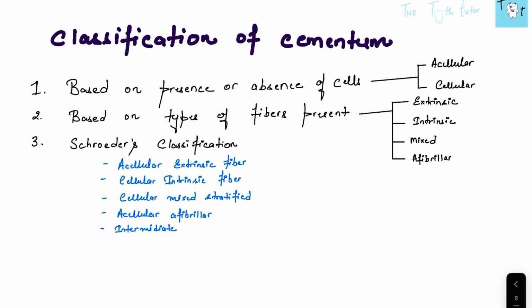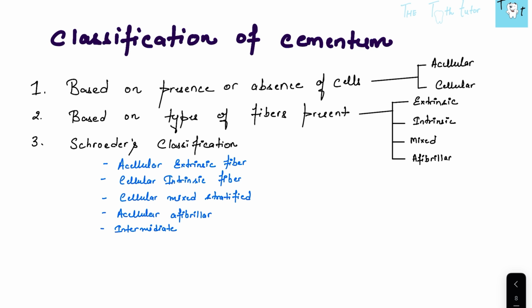Hi everyone. So in the previous lecture, we covered up to the classification of the cementum. We covered the first and second classifications based on the presence or absence of cells or types of fibers present. Now in this lecture, we'll start with Schroeder's classification. That is the third type of classification and it is the most frequently used classification.